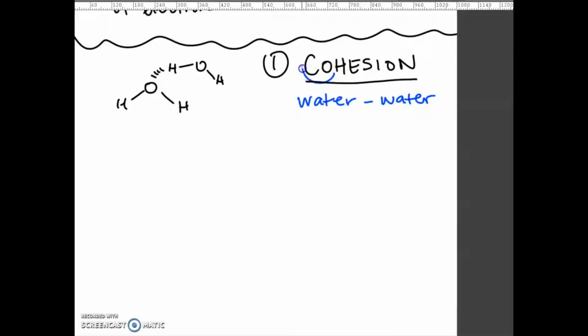Now, if you need a way to remember this, the co in cohesion is like the co in co-captain, for example, or co-pilot, or any other co word that you can think of, because the co just means same. That means your water is going to be sticking to another water because they are the same thing. Okay, so now we have established that.